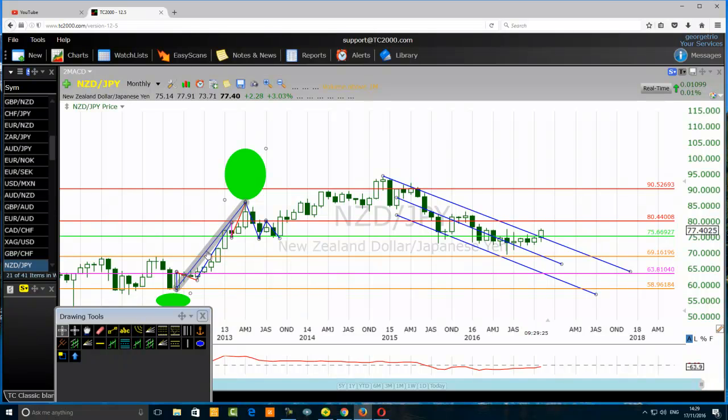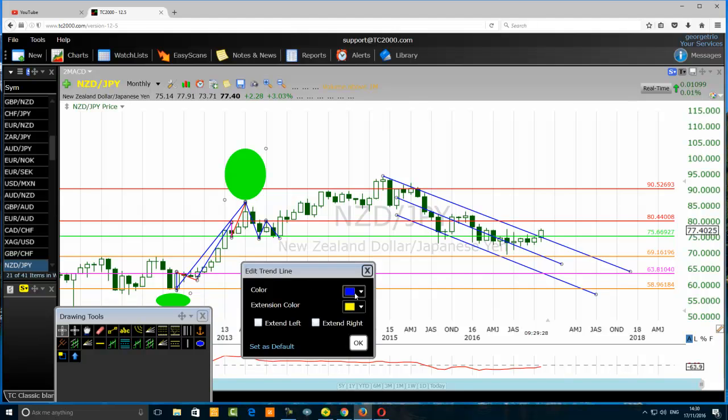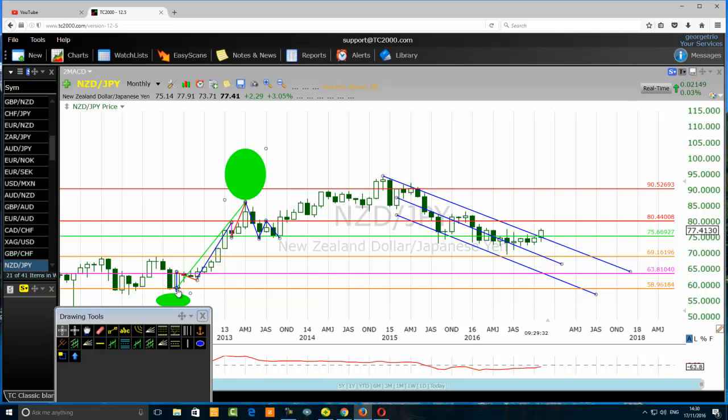I'm going to color it green now. That impulse wave has been subdivided into 5 waves, 1 2 3 4 5. Now we have a correction, 1 2 3, that is correcting this impulse wave. Then we have another choppy price action here. Very choppy price action. Look carefully, my friend.